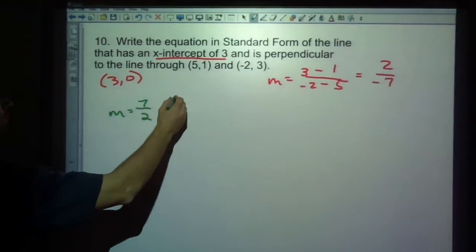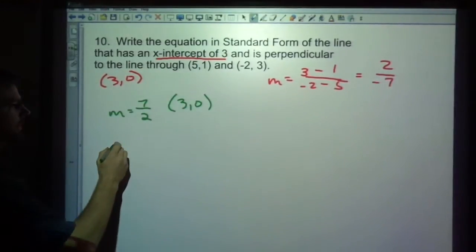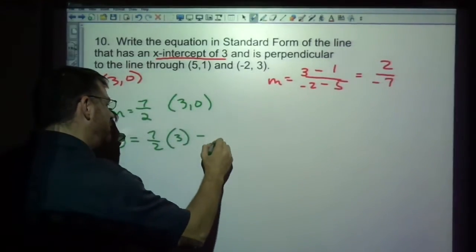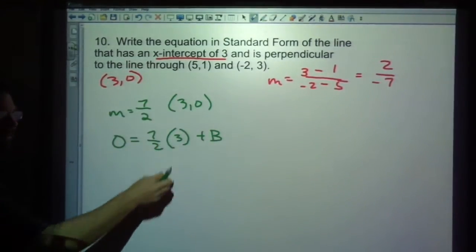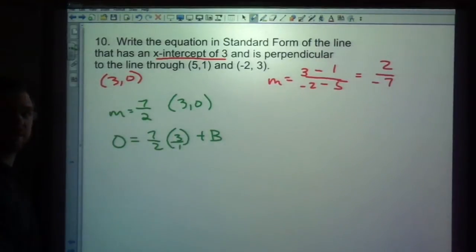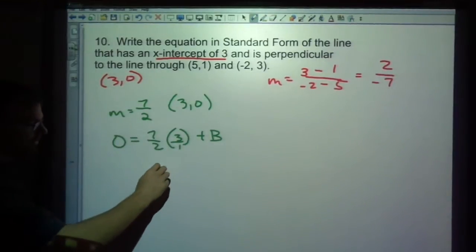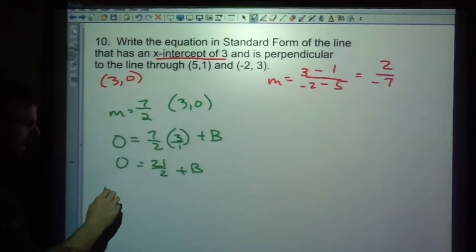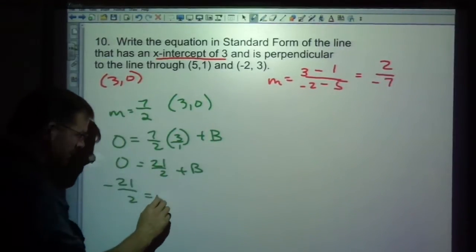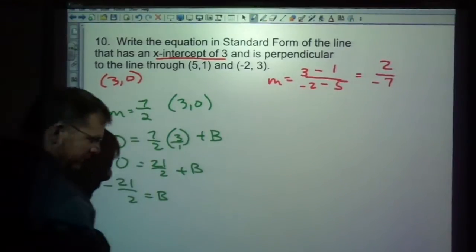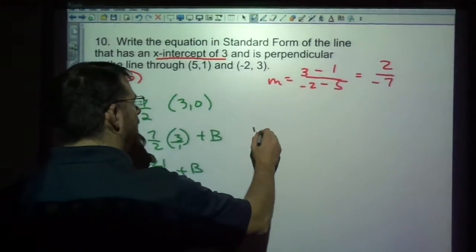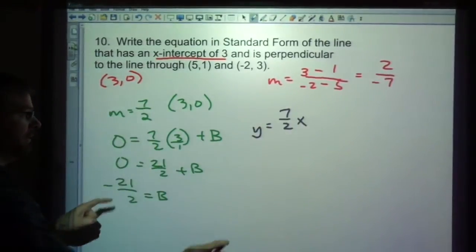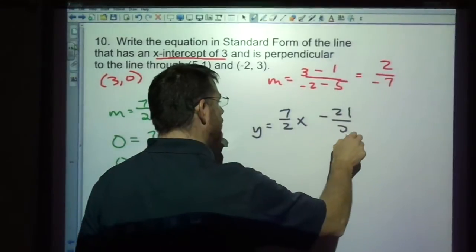And I go through the point (3, 0). I can start plugging in y equals mx plus b. Fraction work again. I know I could just do this. Multiply tops, tops, bottoms, bottoms. 21 over 2. Subtract. Okay, there's my b. So my equation now is y equals my slope, x minus 21 over 2.